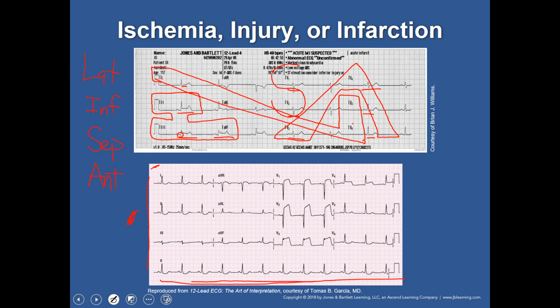We'll talk about it in a little bit, later in the chapter, but we're going to follow that MONA protocol. You've probably already heard that. Morphine, O2, nitro, and aspirin. Of course, it's not necessarily in that order. We should probably be putting O2 on somebody first if they need it, way before we worry about this other stuff. So one more to look at for this.